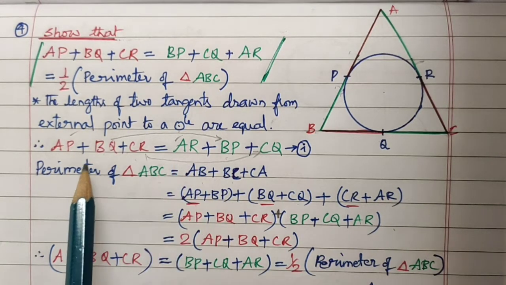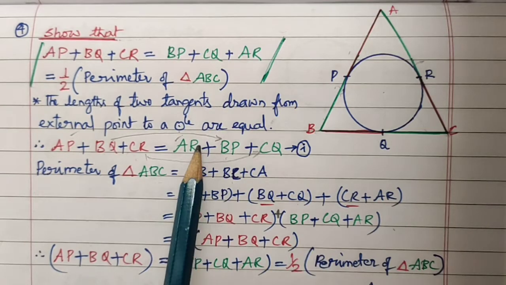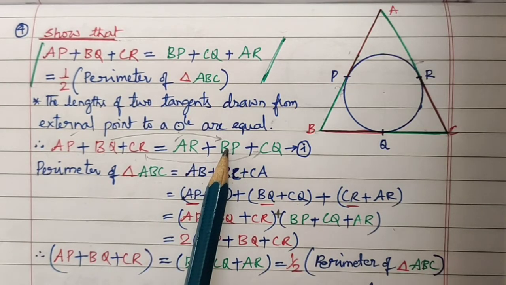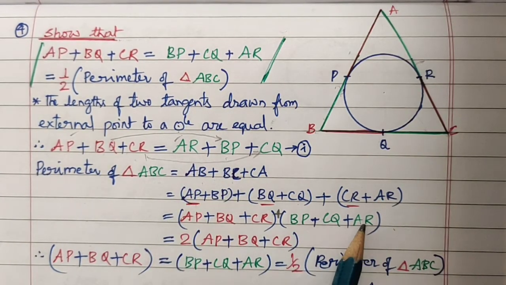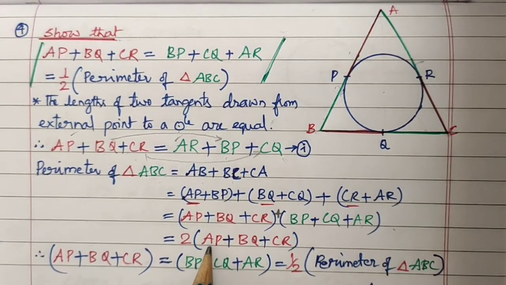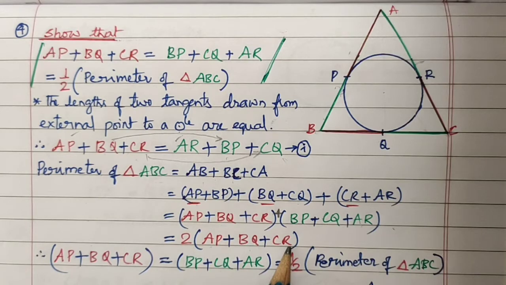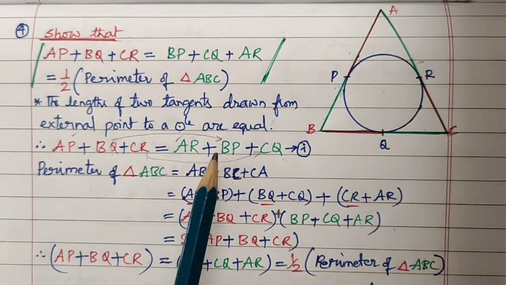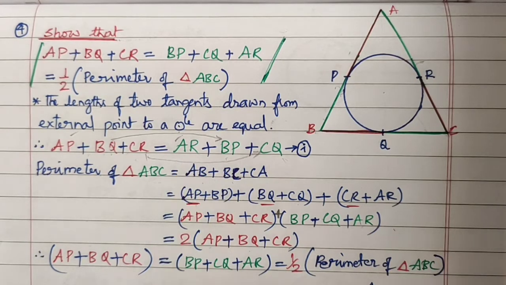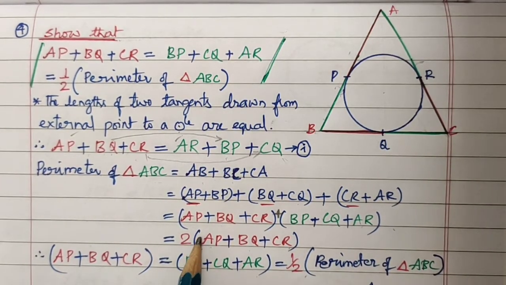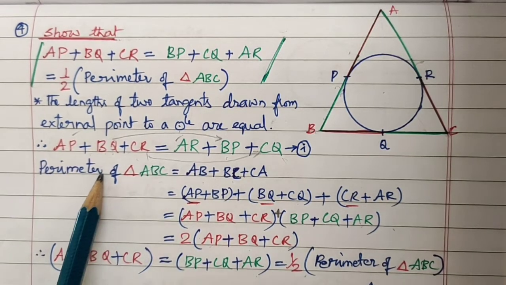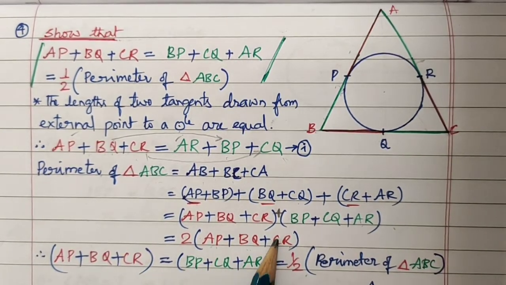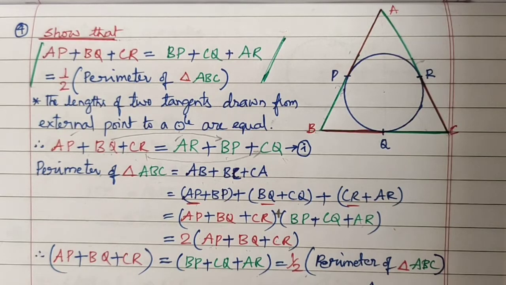But these two are equal. AR plus BP plus CQ. This can be written as 2 times AP plus BQ plus CR. That is, AP plus BQ plus CR is equal to BP plus CQ plus AR. That is equal to half of the perimeter. AP plus BQ plus CR is equal to half of this perimeter.